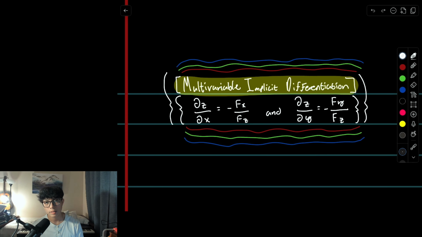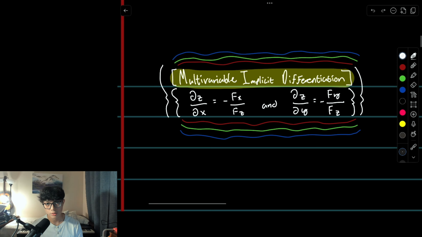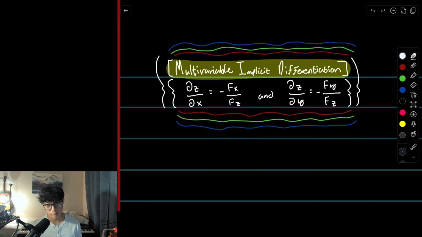Today's Calculus 3 video is going to go over multivariable implicit differentiation, and it's one of the simpler topics with very little to learn. So if we're asked to find the del z over del x, all we do is take the partial derivative with respect to x over the partial derivative with respect to z. You just divide the two and you multiply it by -1.